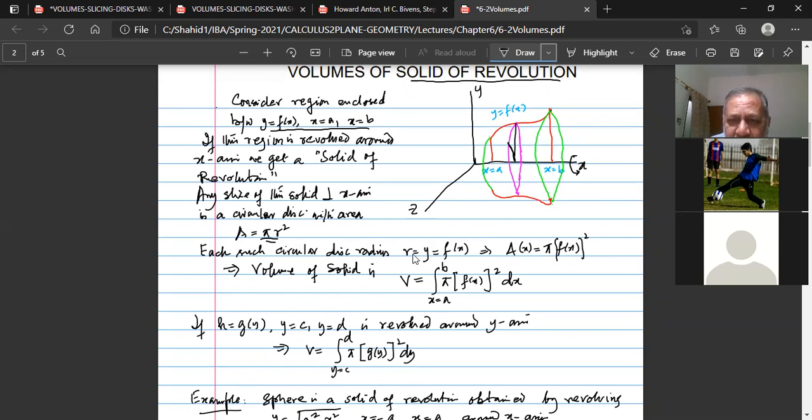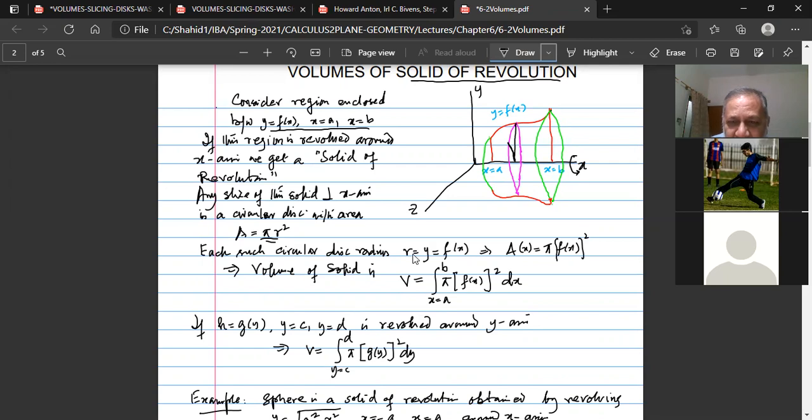This point has a distance y from the x-axis. If I revolve this point around the x-axis, the radius of the circle that forms will remain y, or f(x). So pi r square, the radius will be y or f(x) square. So the slice of the solid of revolution has area pi f(x) square.